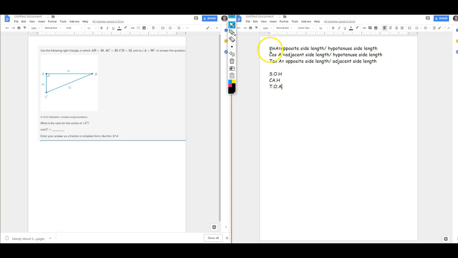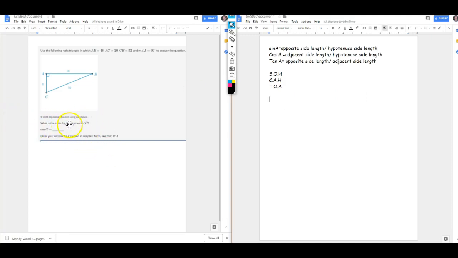S stands for sine, the O stands for the opposite side length, H stands for hypotenuse side length. C stands for the cosine, A stands for the adjacent side length, and H stands for the hypotenuse side length. TOA, T stands for the tangent, the O stands for the opposite side length, and A stands for the adjacent side length. So that's just a short trick to help you remember what the ratios are for sine, cosine, and tangent.